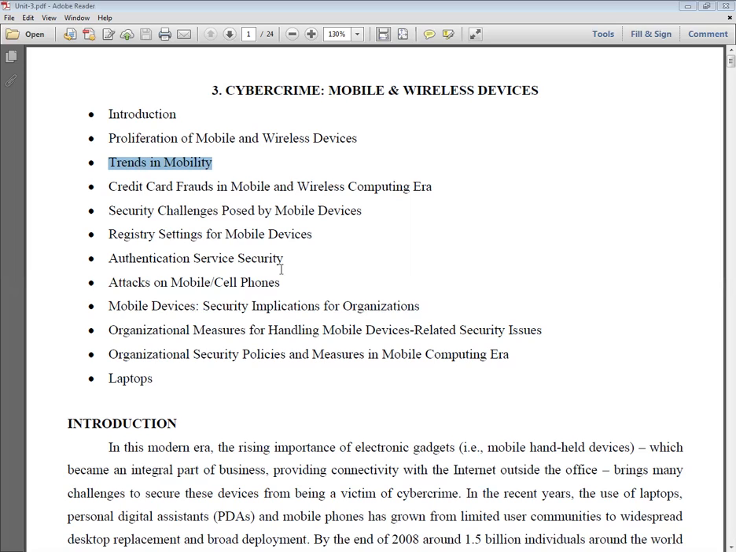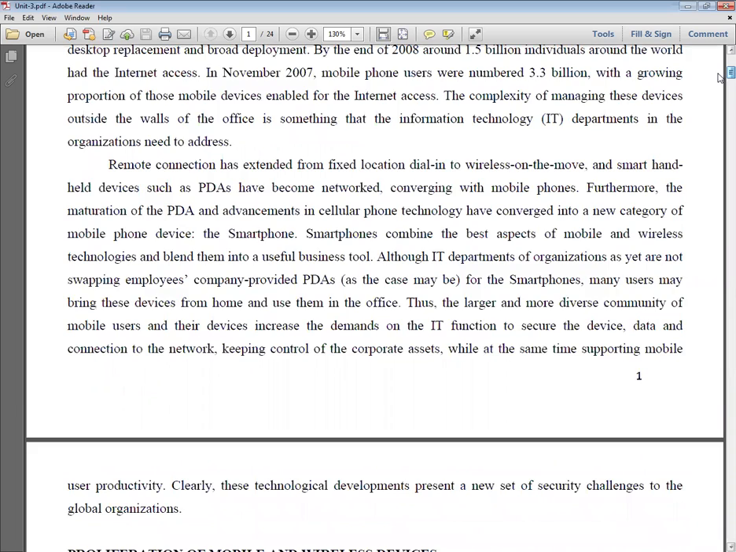So what is a smartphone? A smartphone combines the best aspects of mobile and wireless technologies and blends them into a useful business tool. This particular smartphone combines the aspects of both mobile and wireless technology. For this purpose, IT departments or organizations are not swapping the employees' company-provided PDAs.